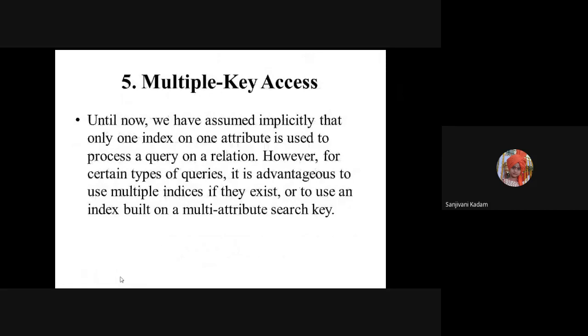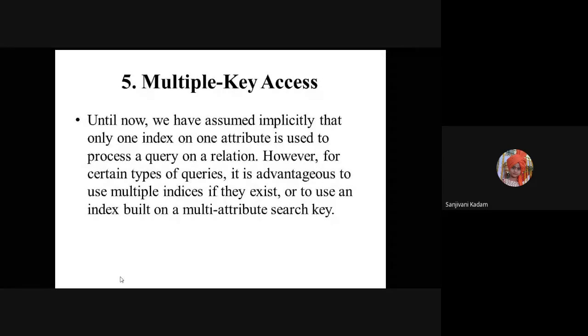Next point, multiple key access. Up to now we have assumed implicitly that only one index on an attribute is used to process a query on a relation, but we can have queries where more than one attribute can be passed. Just like I wanted to find those instructors who have salary greater than 60,000 and are from the CSC department. It means the query is based on two attributes. So multiple key access means that we have more than one search key. For this purpose, we have this concept.